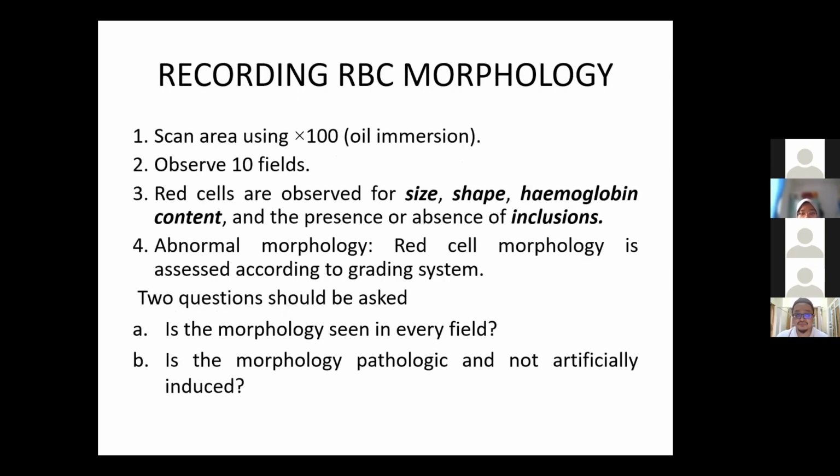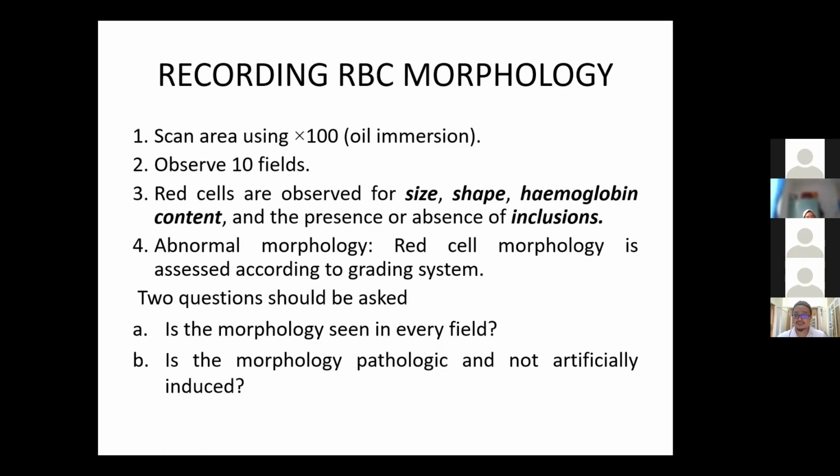Okay, so for the RBC morphology itself, we normally scan using the oil immersion under 100 times. We then identify ten fields and observe for size, shape, hemoglobin content, and presence or absence of inclusions. Then the red cell morphology is assessed according to a grading system.